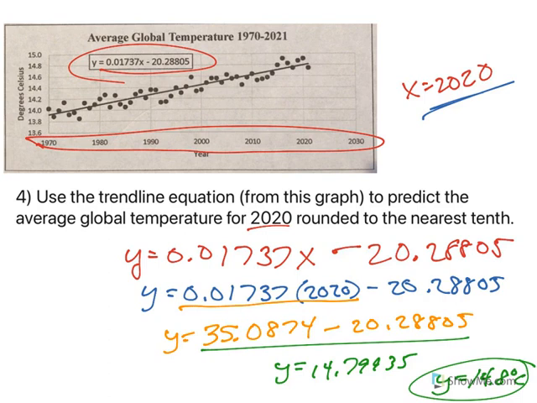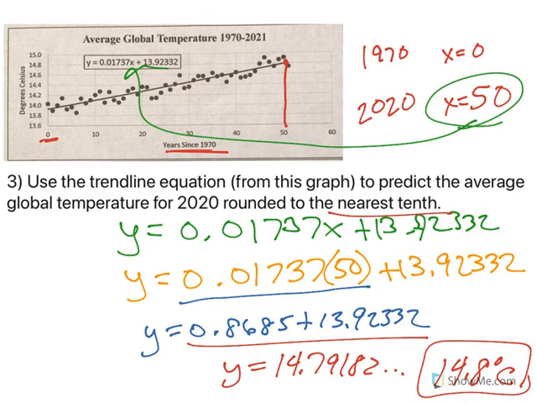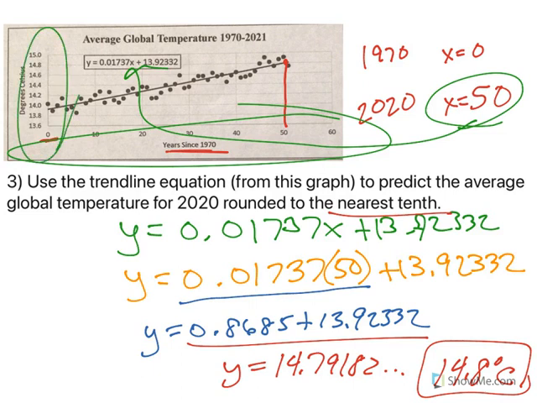Point being, this is a big struggle for a lot of students: do I use the years? Do I use the 0? Honestly, it doesn't matter. It really depends on how you see it and how you like it. Some people really like their x values to be smaller. So they want to use, okay, if I'm starting in 1970, then that's 0. It makes it easier from a y-intercept perspective because the y-intercept is when x equals 0. So that's easier in this case to say, okay, when x is 0, my y-intercept is 13.92332.